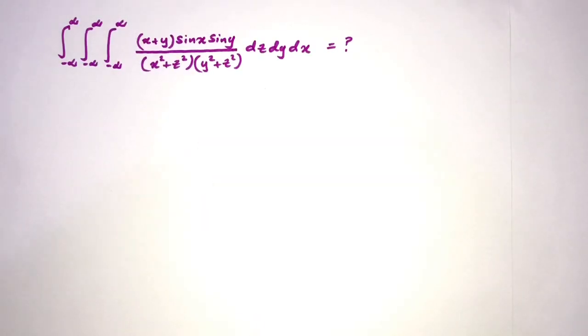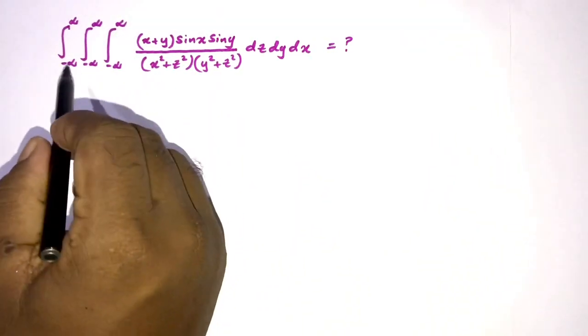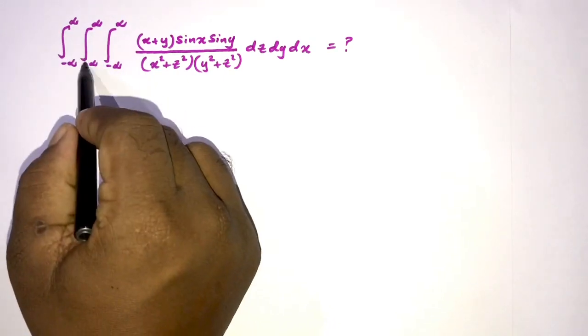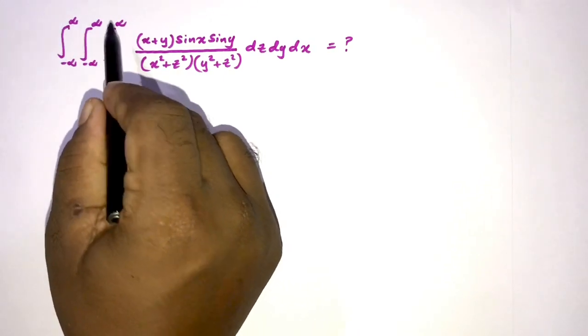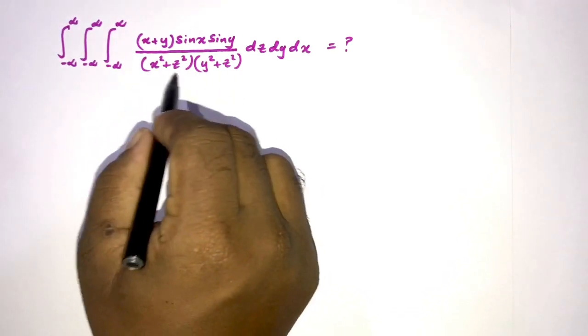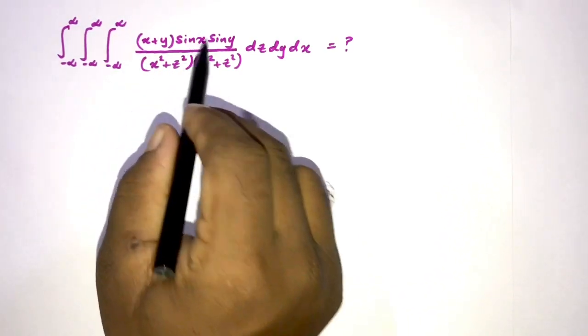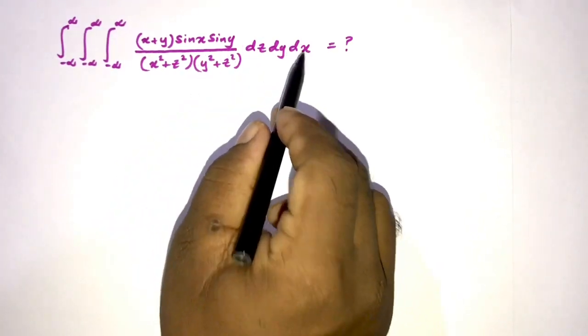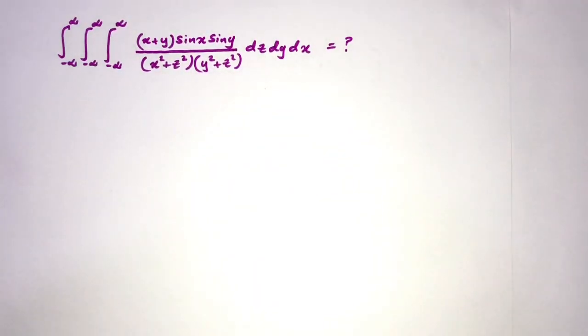Hi, let's see another interesting triple integral. The integral from minus infinity to infinity, again minus infinity to infinity, again minus infinity to infinity, of (x plus y) sine of x sine of y over (x square plus z square) times (y square plus z square) dz dy dx. Okay, what do you think?